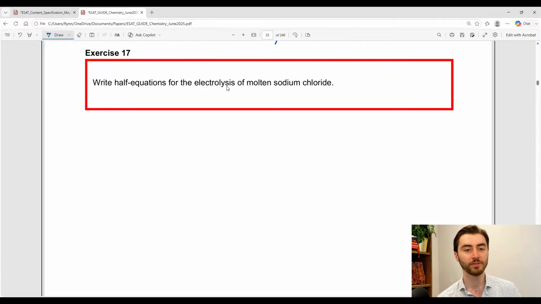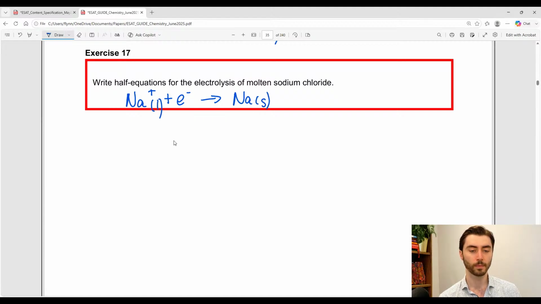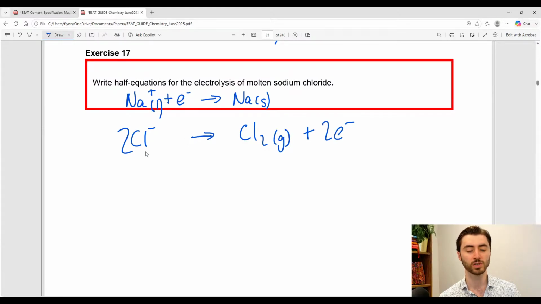Exercise 17, write half equations for the electrolysis of molten sodium chloride. So what is the sodium doing? The sodium, Na+, is picking up an electron and it's forming solid sodium. What is also happening is the chloride ions are giving up electrons to form chlorine gas, and we need 2 chlorides in order to balance that. So those are your individual half equations.